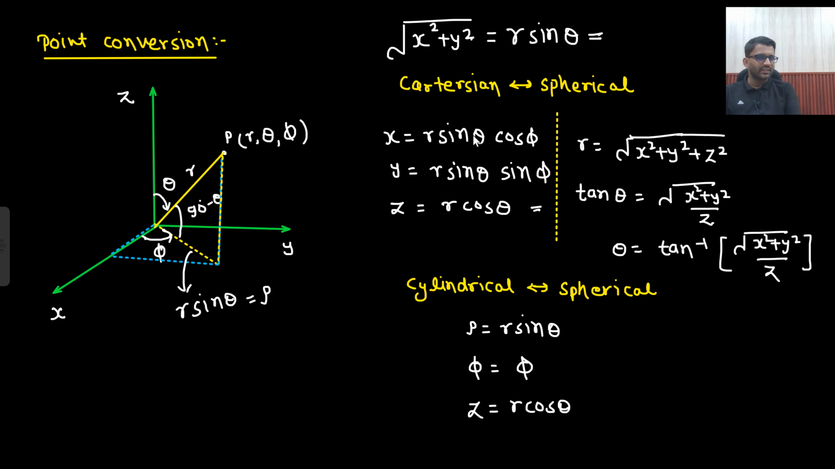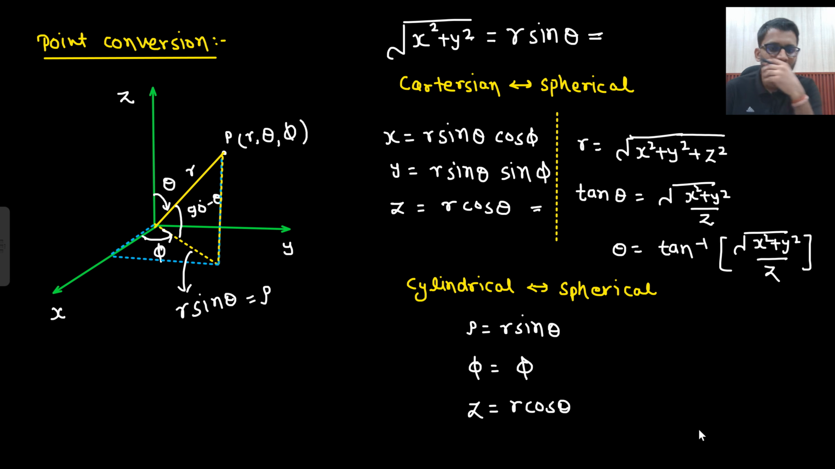Just I made the square. So r square sin square theta cos square phi plus r square sin square theta sin square phi is equal to x square plus y square. So cos square phi and sin square phi will be 1. So r sin theta is equal to root x square plus y square, and this is your r cos theta. So tan theta is equal to root x square plus y square divided by z. So from there theta is equal to tan inverse of this.